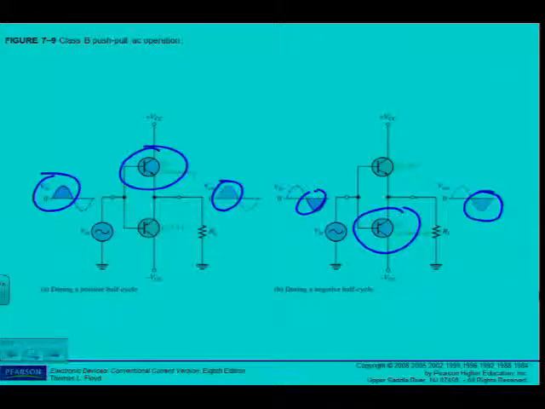Alright, so the positive and negative alternations are amplified. But is it linear? Is it a linear amplifier already or not?